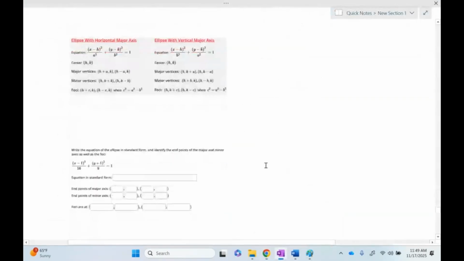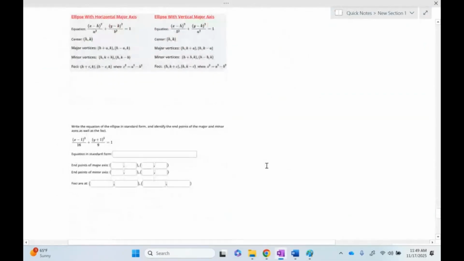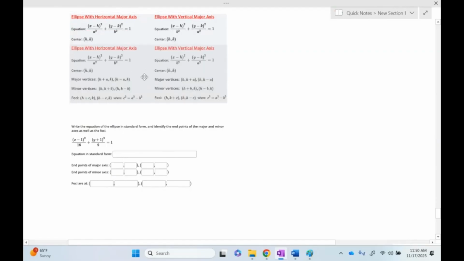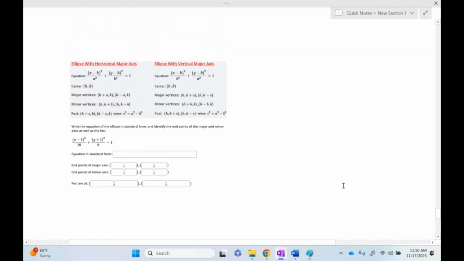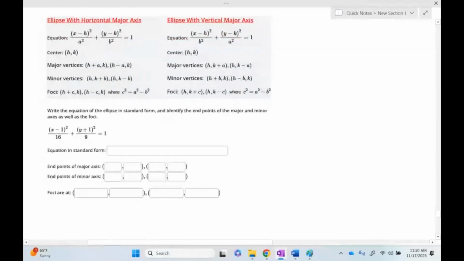All right, so now let's take a look at finding the standard form, the axis points, and the foci of an ellipse that is not in the center. Notice I included the formulas on these. The first thing is, let's put it in standard form.